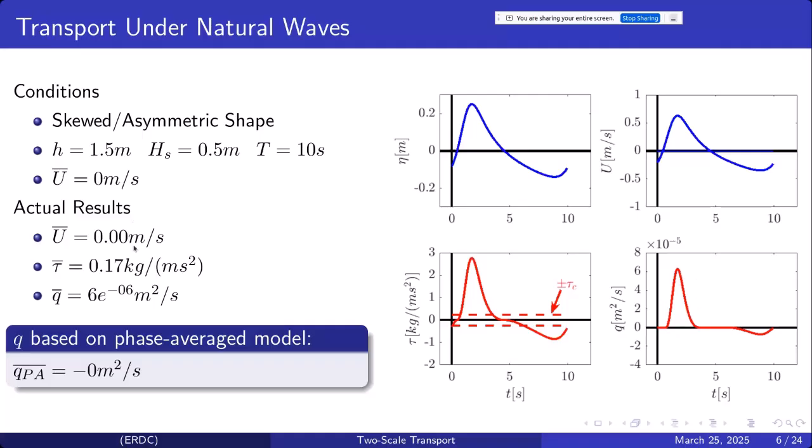So the numbers are that you get 6 times 10 to the minus 6 onshore, right? In this case, with these skewed asymmetric waves. And then again, if we were to look at the sediment transport and base it solely on a phase-averaged model, we would again compute 0.